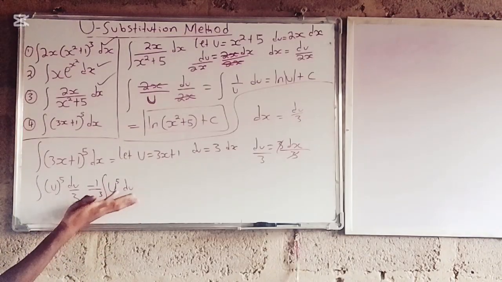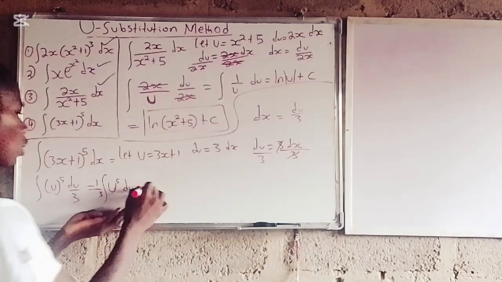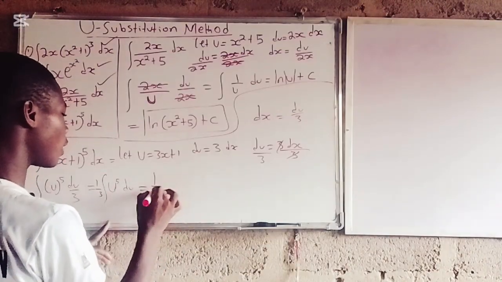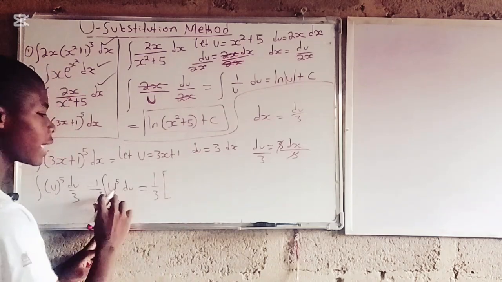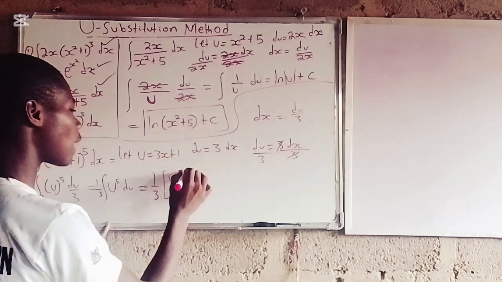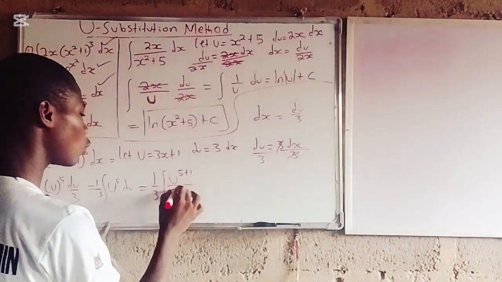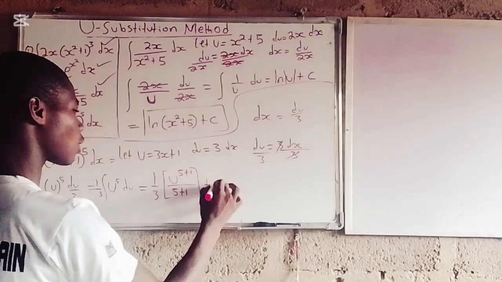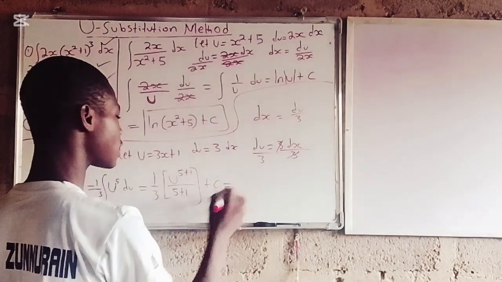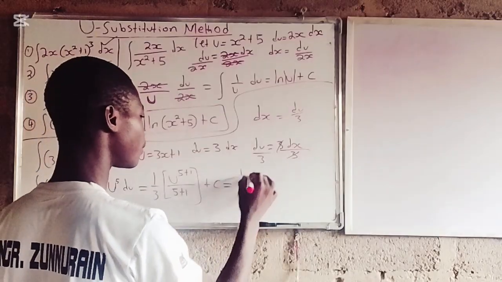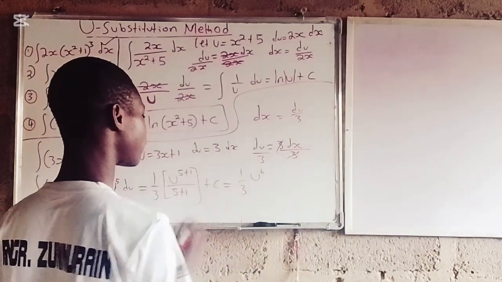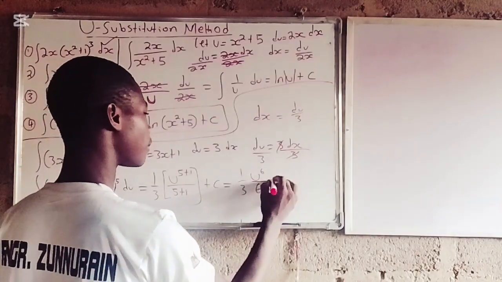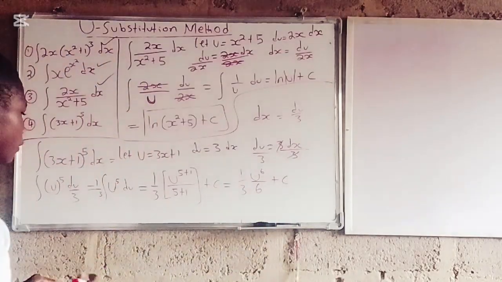So it is very easy to integrate this. I'll say 1 over 3 outside, integrate this, I'll have u to the 5th power and add 1 to it, and over also 5 plus 1, plus the constant of integration. So this is the same thing as saying 1 over 3 u to the 6th power divided by 6 plus constant of integration.